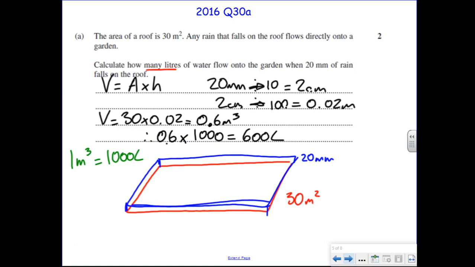Okay, so what we needed to do is find how much water in meters cubed fell onto that roof, which we found to be 0.6 meters cubed, and then we just converted that into litres.